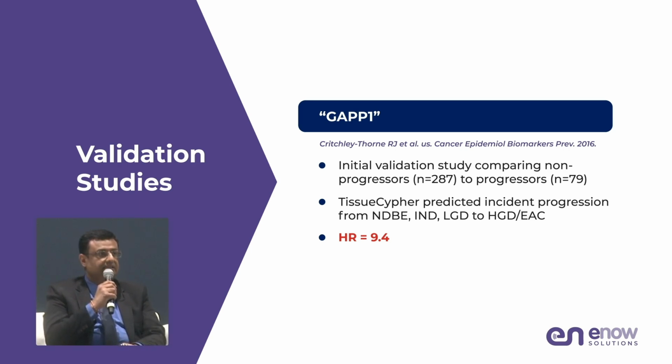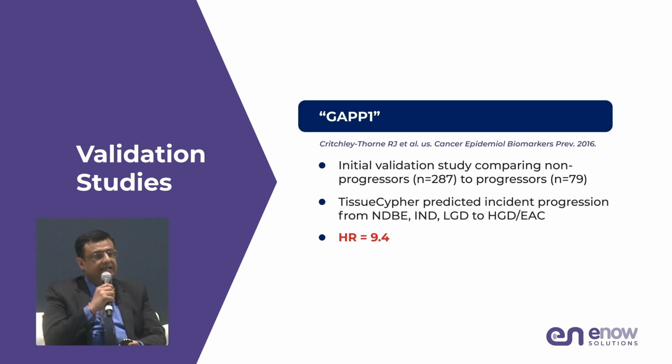Now the test is indicated for non-dysplastic, indefinite, and low-grade, not for high-grade or EOC, because those are the patients, our guidelines as well as the data is already pretty strong and convincing. We should be treating those. We're not risk stratifying them. We're not surveying them. We're treating those patients. But patients who we need to risk stratify were these initial patients.